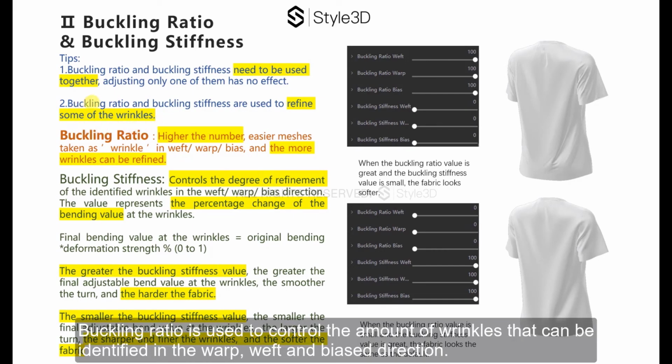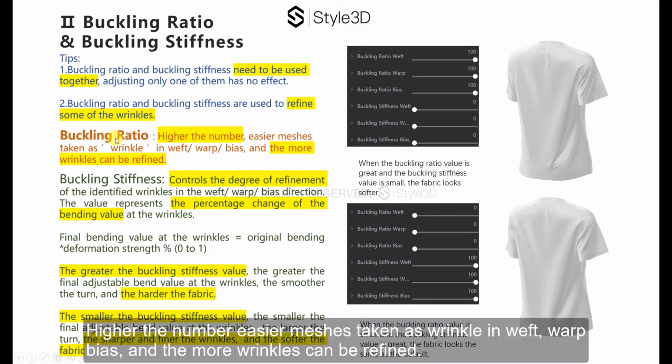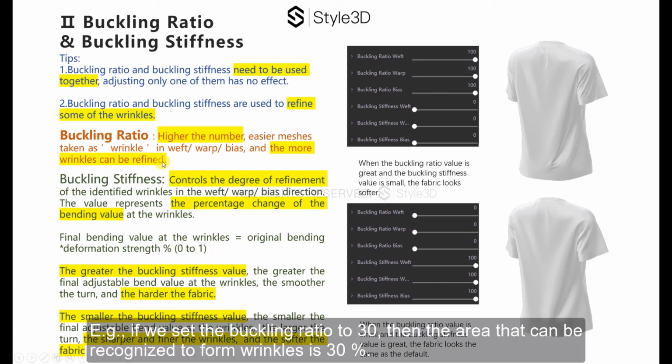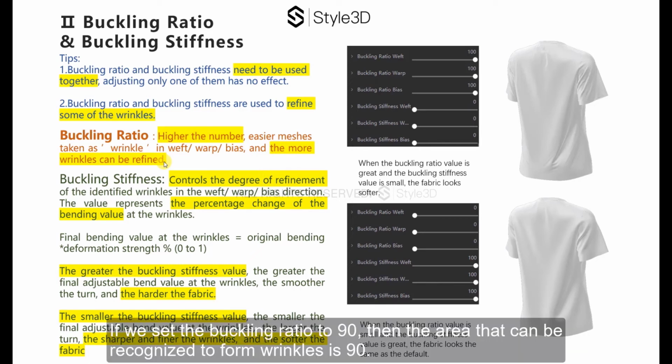Buckling ratio is used to control the amount of wrinkles that can be identified in the warp, weft, and bias direction. The higher the number, the easier the mesh is taken as wrinkle in weft, warp, and bias, and the more wrinkles can be refined. For example, if we set the buckling ratio to 30, then the area that can be recognized to form wrinkles is 30%. If we set the buckling ratio to 90, then the area that can be recognized to form wrinkles is 90%.